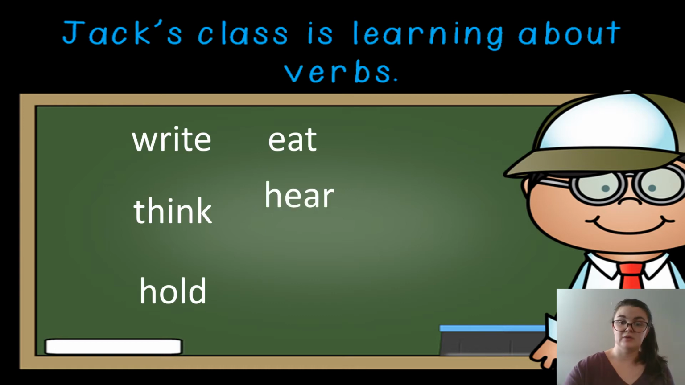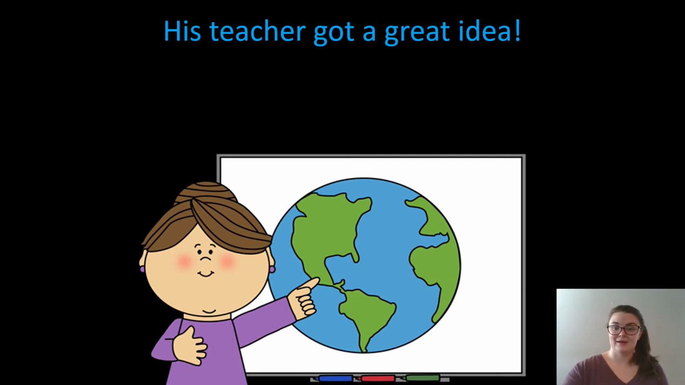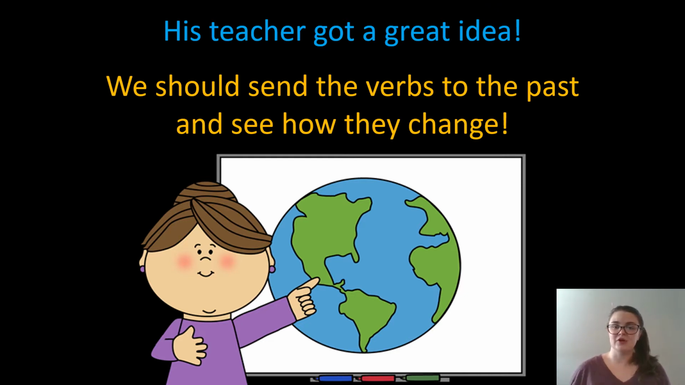Write, think, hold, eat, hear, run, play, fall, draw, and sit. These are all examples of verbs. They're action words, things that people can do. His teacher got a great idea. We should send the verbs to the past and see how they change.